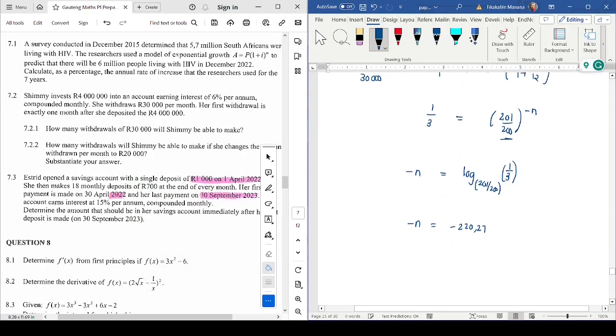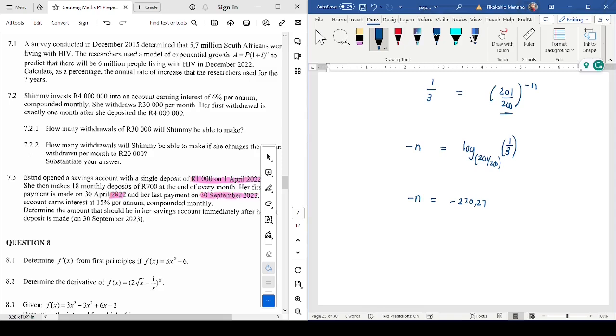All right, because we are dealing with n, and they ask how many withdrawals, at this point you would have to round off. Because you can't say it would be 220.27 withdrawals. So what does that 27 mean? So I'll just round it off to 220 withdrawals, unless they say you should round up. If they say round up, then it would be 221. But because our decimal is 27, it's closer to 220 than it is to 221. So hence I'm choosing 220, unless they say otherwise.